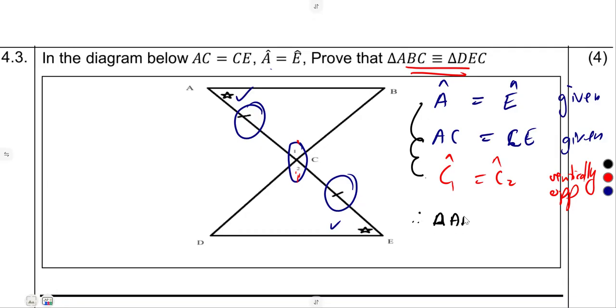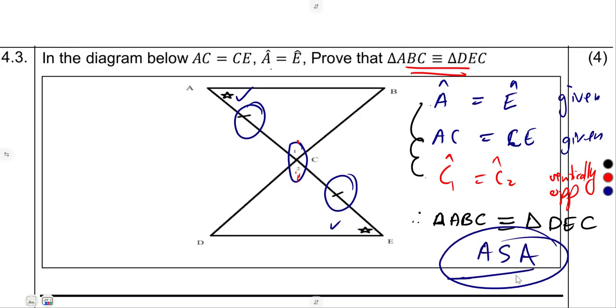Triangle ABC is congruent to triangle what? DEC. All right. Angle, side, angle. It's a case of congruence. It's a condition of our congruence. Remember when we listed those conditions before. All right, just like that.